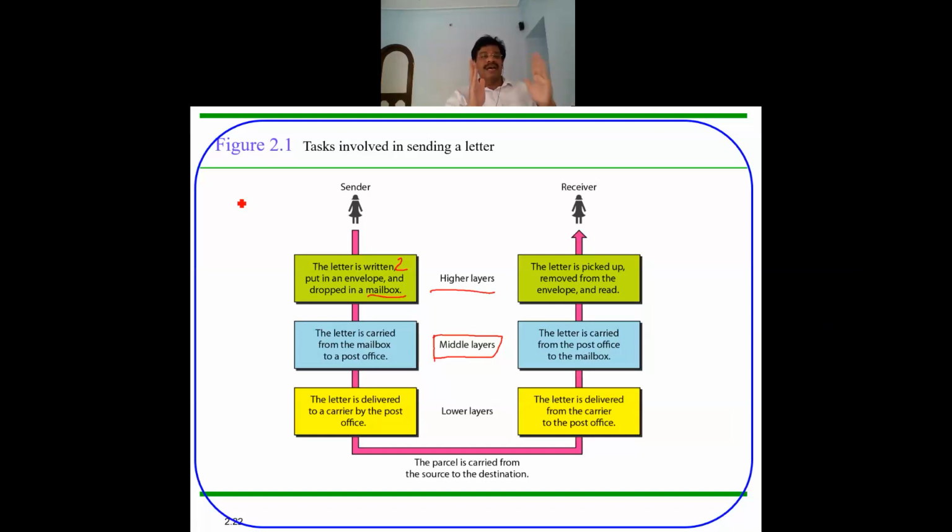These are the tasks, these are the primitives, these are the facilities that are performed at every layer. And that's why this particular type of architecture of delivering a postal letter was utilized in developing various layered architectures for computer networks. The hierarchy is typically maintained at every activity.